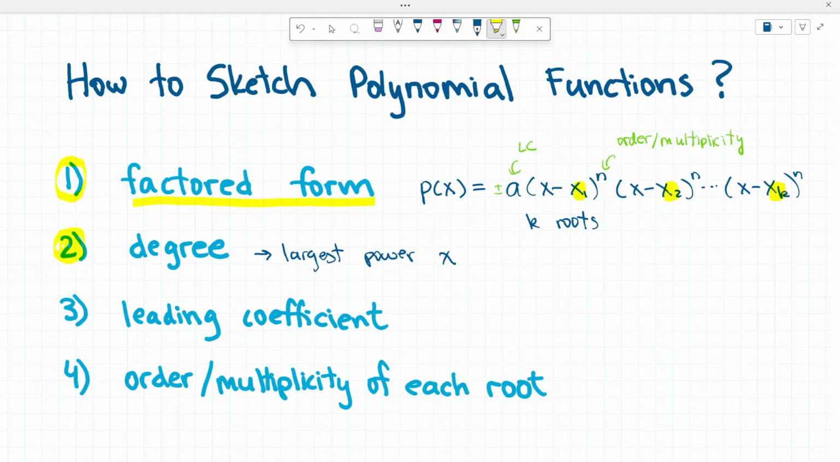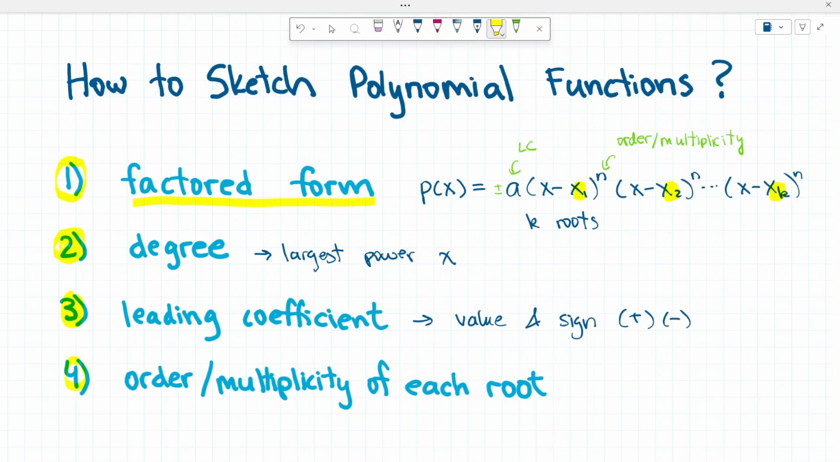And then thirdly, you're going to look at the coefficient. So when you look at the coefficient, you want to look at both the value, but more importantly, you want to know the sign of the coefficient. So whether it is a positive or a negative leading coefficient.